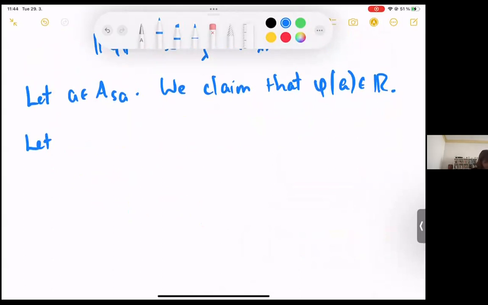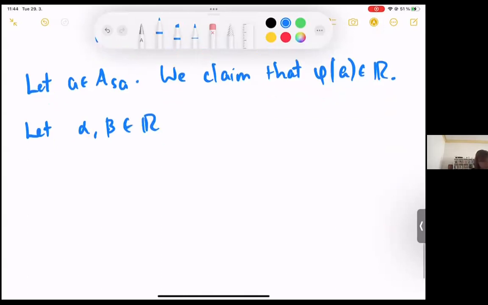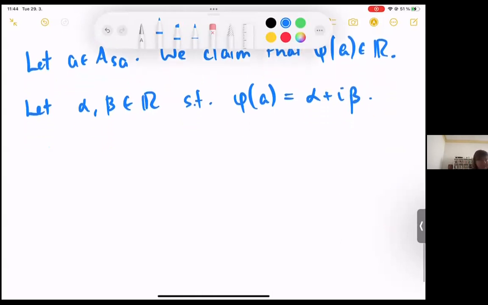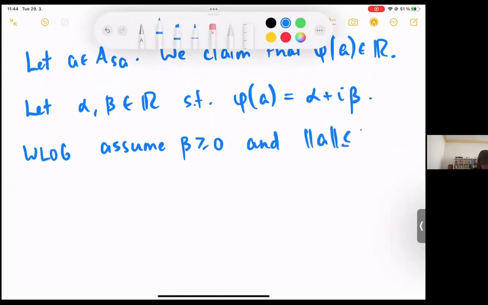Okay, so we know at least it's a complex number, so there are two real numbers, alpha, beta, such that phi of a is alpha plus i beta. And rescaling, if we want, let's just assume that beta is greater than 0. And let's also make sure that A itself has norm at most 1.